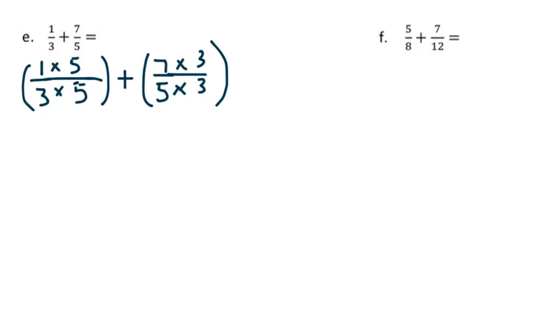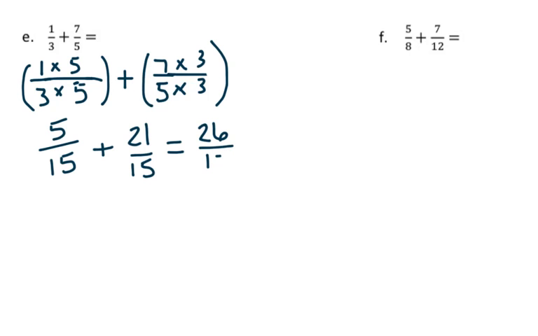So it should look like this when you're multiplying 1/3 by 5/5 and multiplying 7/5 by 3/3. Eventually we'll get away from this step, but for right now we do want the students to show their work. They can show their thinking like this. When they solve both sets of parentheses, they'll get the fractions 5/15 plus 21/15. They can go ahead and solve that. The denominators are the same, so it's 26/15.